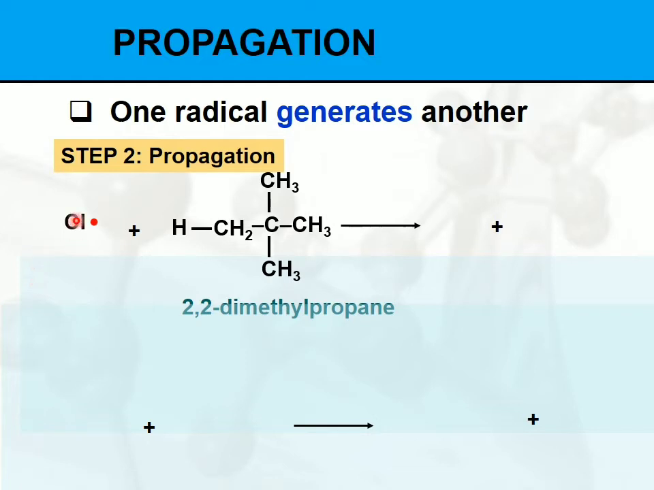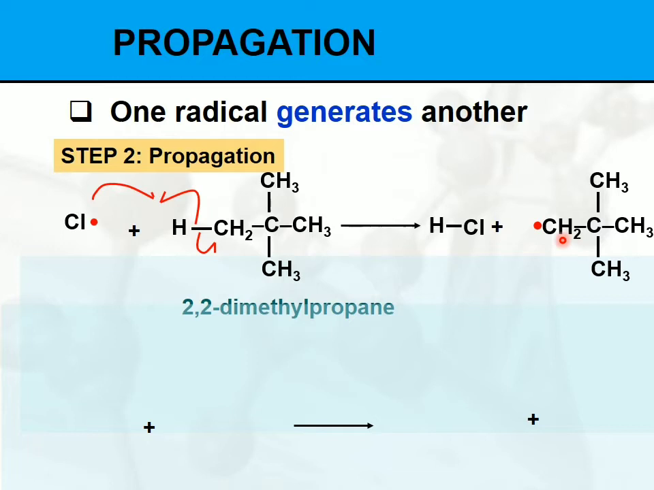What happens is one electron from the chlorine radical combines with one electron from the single bond of the C-H bond to form HCl, and the other electron from the single bond is given to carbon. So we will have the carbon free radical.